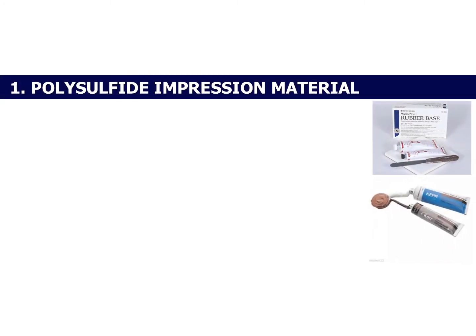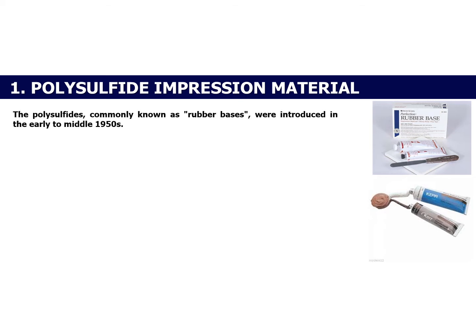The first impression material that had been used in crown and bridge work was the polysulfide impression material, which was introduced in the early to mid 1950s and also known as rubber base. This material gained wide popularity among dentists at that time due to its elasticity. However, polysulfides are no longer used nowadays because of their dimensional instability.